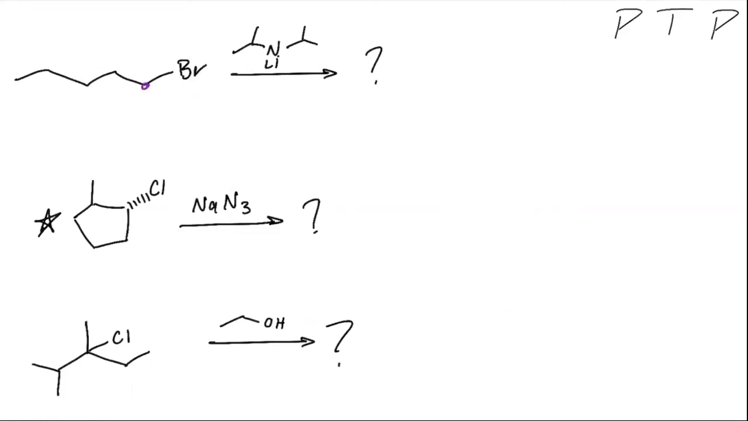Let's analyze our starting material here. There's our bromine leaving group. It is on a primary carbon, so this is going to rule out our SN1 and E1 reactions because we can't make primary carbocations. So this has to either be SN2 or E2.